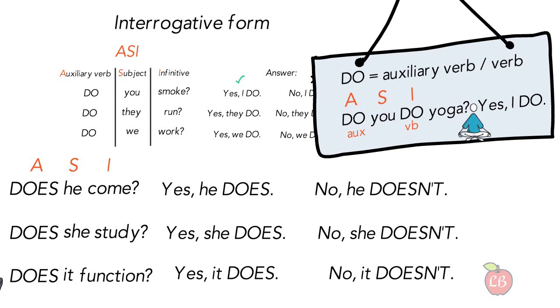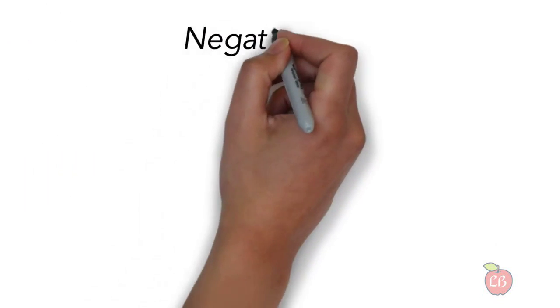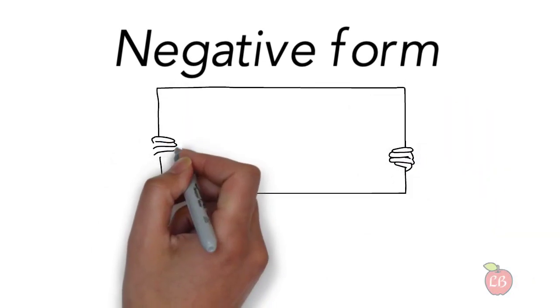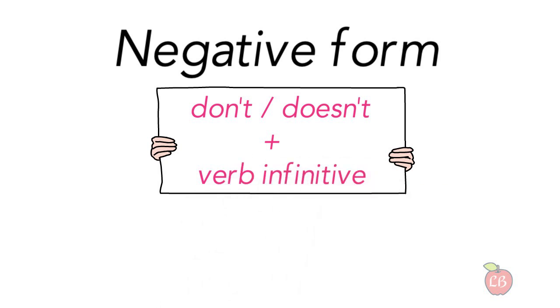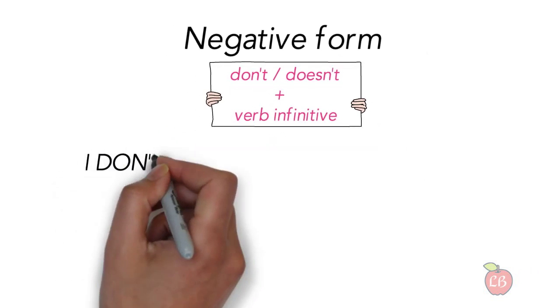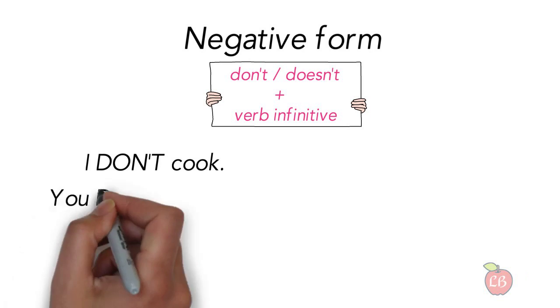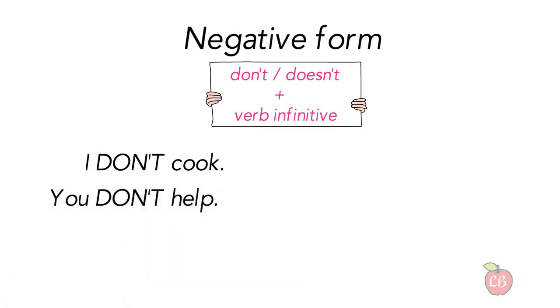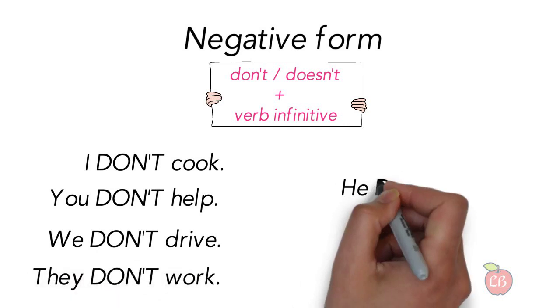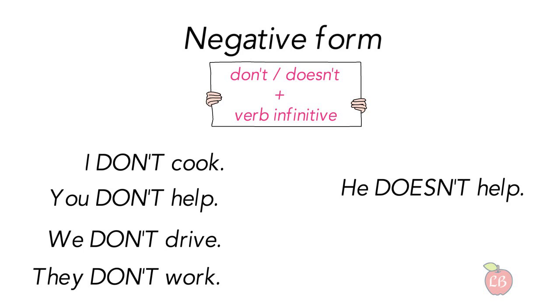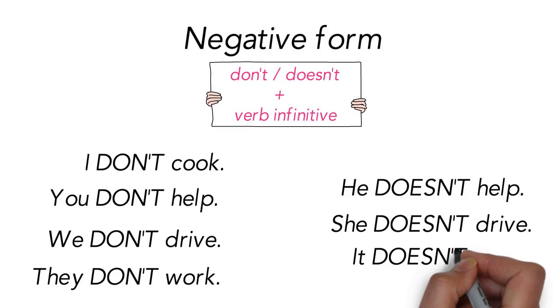And now the negative form, which is the easiest of the three, you only need the auxiliary in the negative, don't and doesn't, plus the verb in the infinitive. So, for example, I don't cook, you don't help, we don't drive, and they don't work. And with he, she, it, he doesn't help, she doesn't drive, or it doesn't rain.